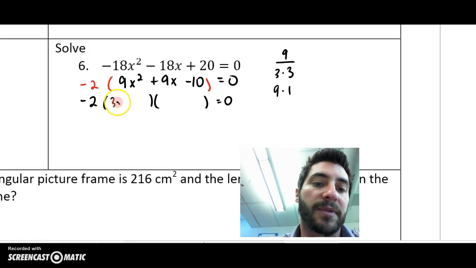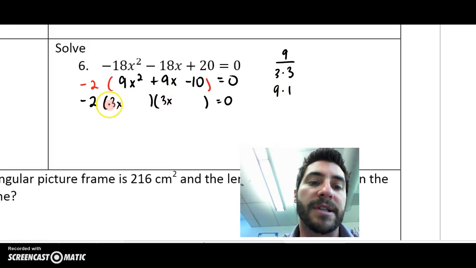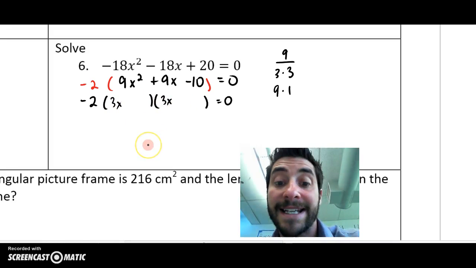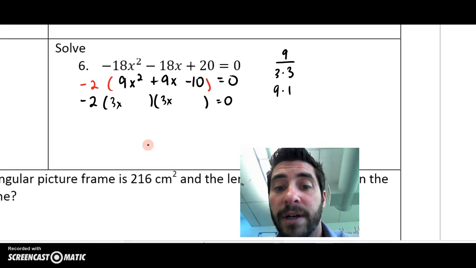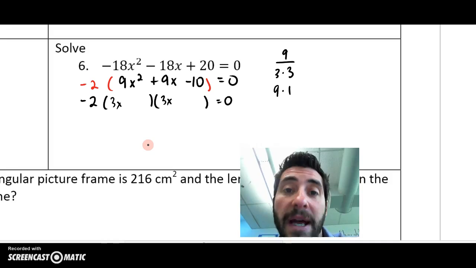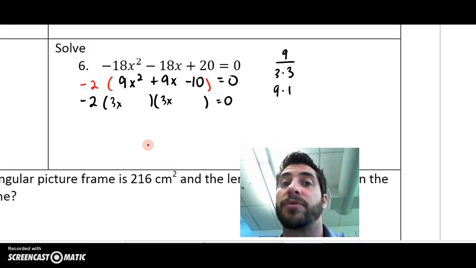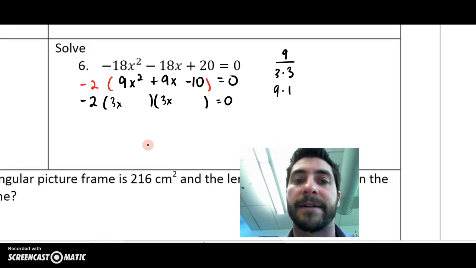So I could put the 3x here. All right, one reason to use pencil is I can then erase this. I can erase that if it doesn't work. So please use pencil when you're doing math, ladies and gentlemen. Just a good rule of thumb. All right, good life lesson there.